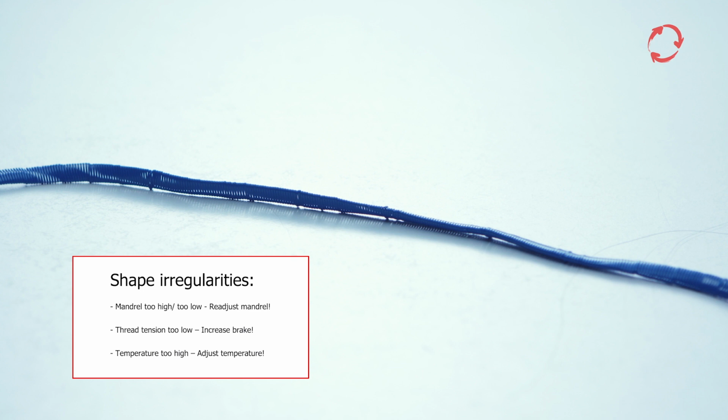Spiral shape irregularities. Mandrel not properly positioned, too high or too low. Readjust mandrel. Thread tension too low. Increase process parameter brake. Temperature too high. Adjust process parameter temperature above or below properly.